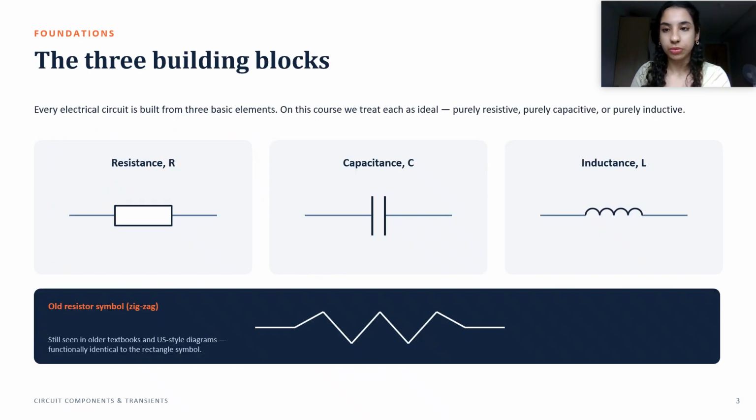Okay, so these are the symbols of resistors, capacitors, and inductors, as you see here. We have seen the resistor before, obviously, because in the previous videos we talked about resistors a lot. The symbol for a resistor is a rectangle. But before, we used a very old symbol, which some people still use. It is zigzags, as you see here.